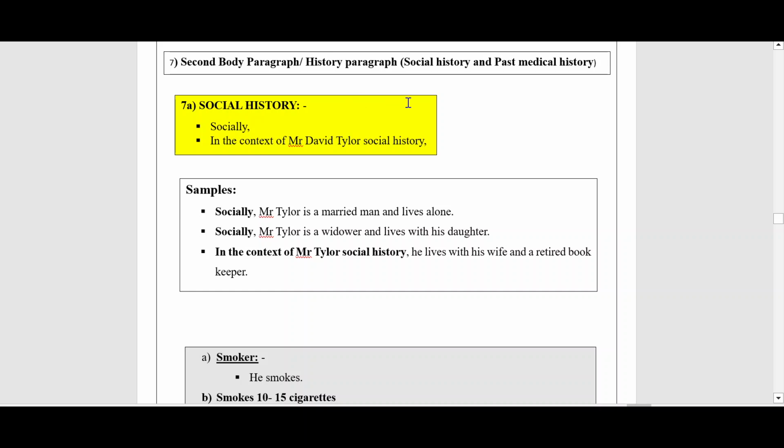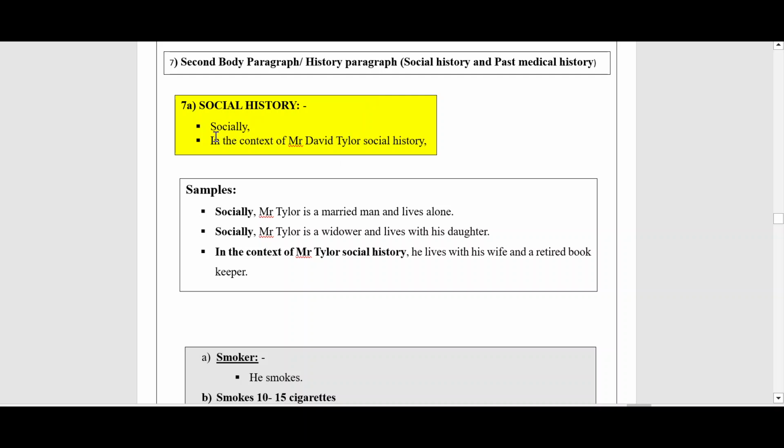Some institutes or coaching centers will ask you to mention the social history first. Some say to write the past medical history first. So you can check it in case you are learning by yourself. You can go with social history first and then past medical history. There is nothing to worry about at all which one comes first, in my opinion. So what things are there in the social history, I'm going to explain to you now.